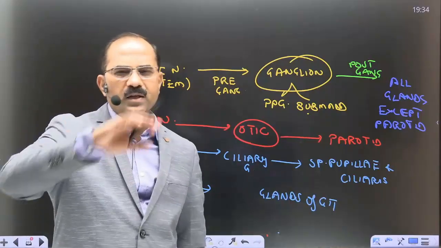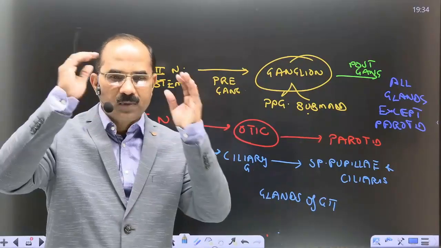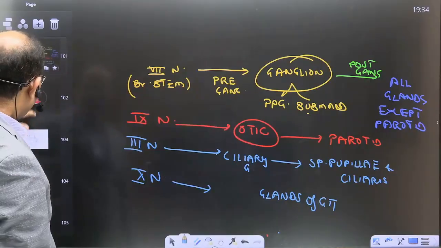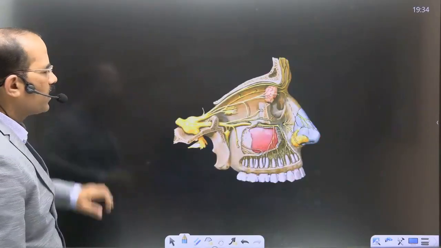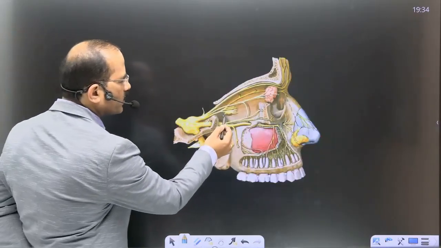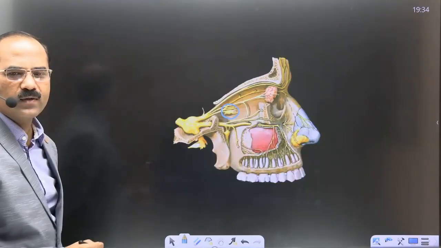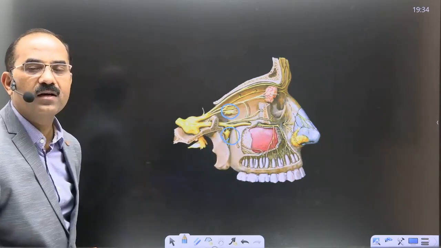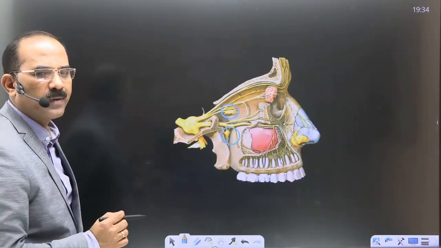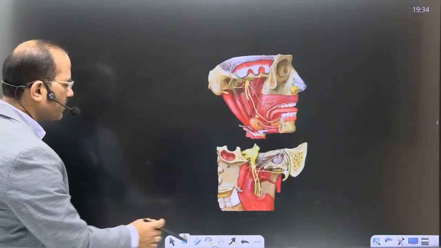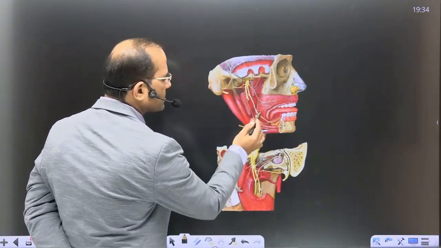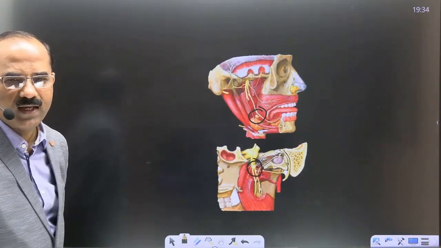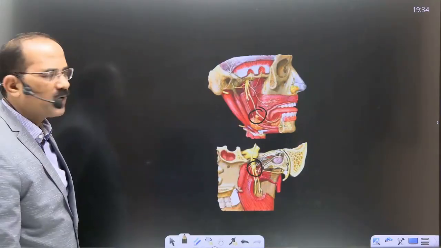Okay, students, that's a brief outline about the parasympathetic nervous system, about the ganglions, about the glands. Just have a look at this slide. Now, what is this ganglion? That's the ciliary ganglion. What is this ganglion? That's the pterygopalatine ganglion, in the pterygopalatine fossa. What is this ganglion? That's the submandibular ganglion. And what is this ganglion? Otic ganglion. Right? These are the four ganglions in the head and neck.